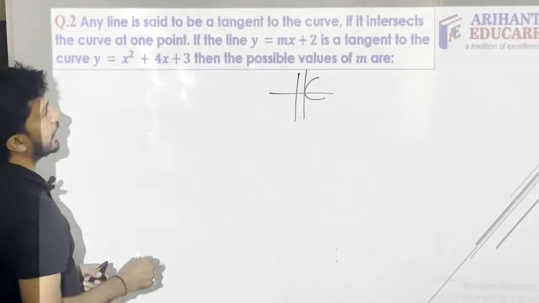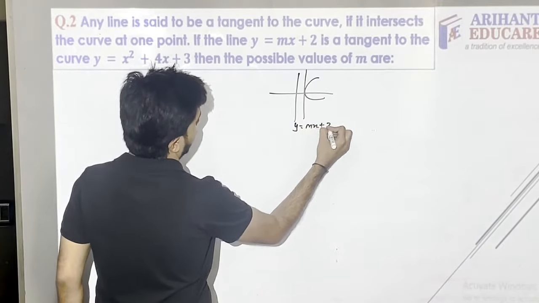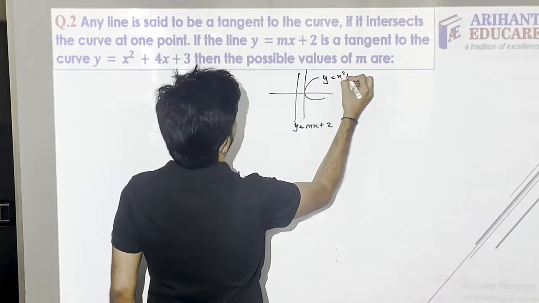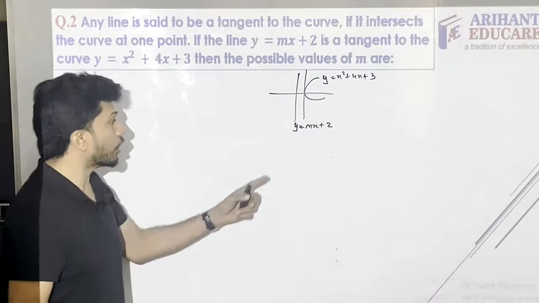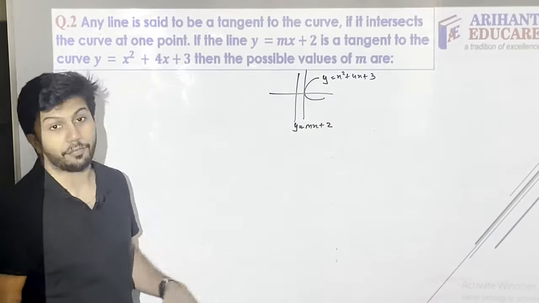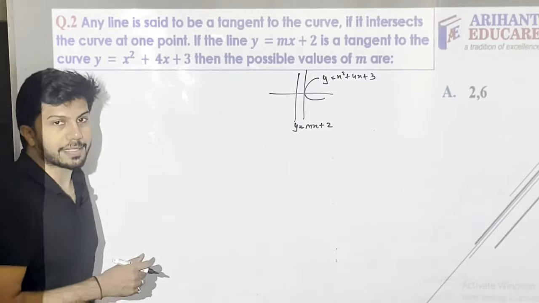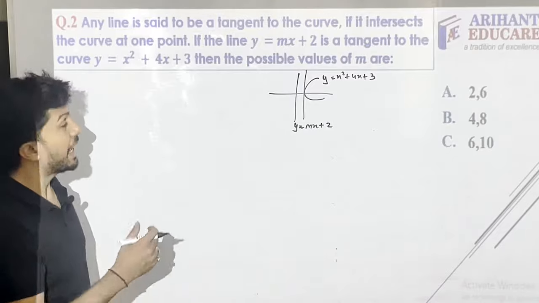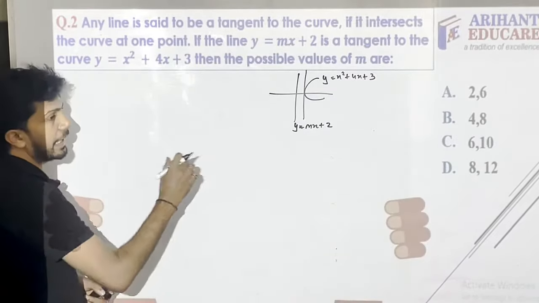Now, if the line is y equals mx plus 2 and the curve is y equals x square plus 4x plus 3, then what should be the possible values of m if this is the given condition? Let's see the options. So m can either be 2, 6, m can be 4, 8, m can be 6, 10 and m can be 8, 12. Let's see how exactly we are dealing with this.